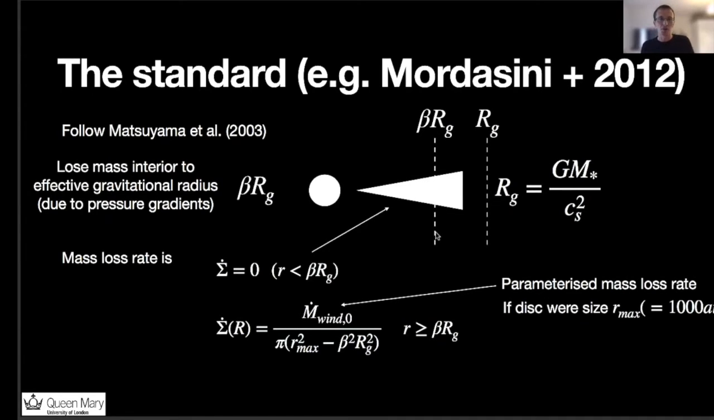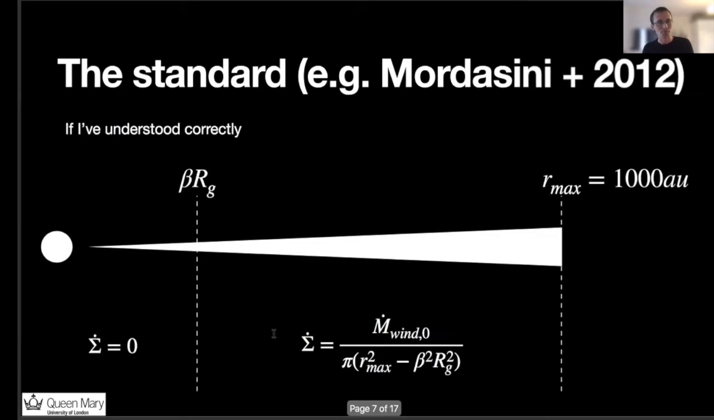So what is done in these models is interior to that effective gravitational radius, the surface density does not change due to external photoevaporation. And external to that, it changes according to this equation at the bottom here, which if we now jump to the next slide, I will describe in a bit more detail. So if I've understood it correctly, what you have is a disk here again, and there is that equation. What it's telling you is how the surface density changes over time across that whole region between those two dashed lines due to some imposed external photoevaporation rate.